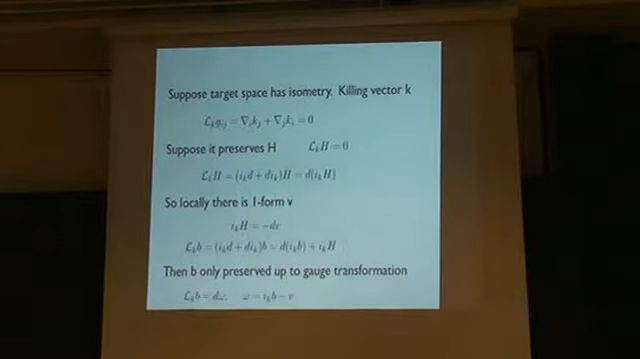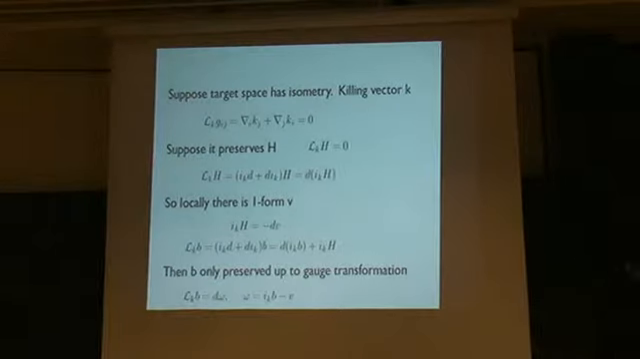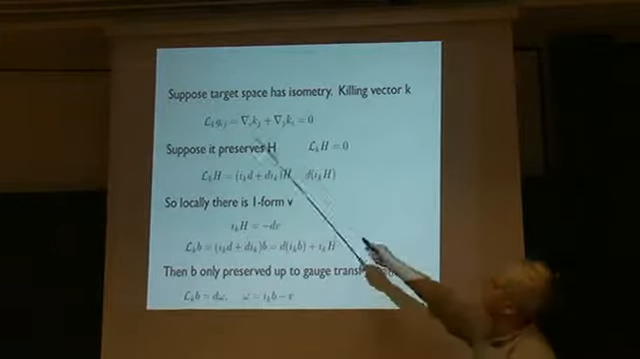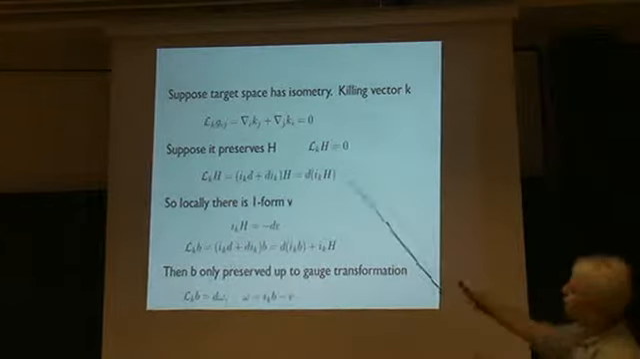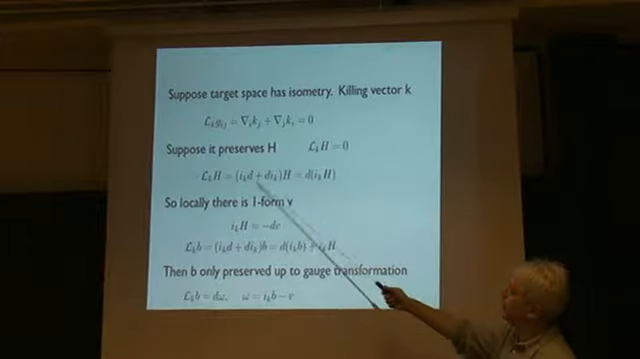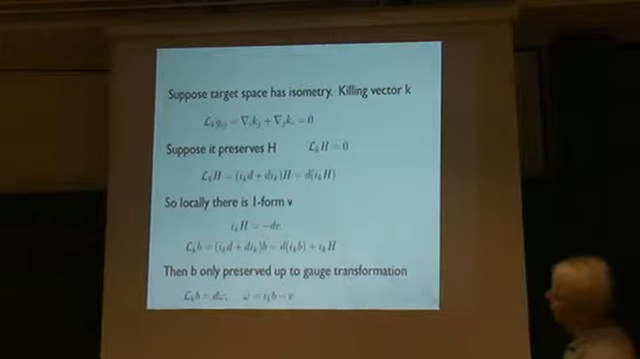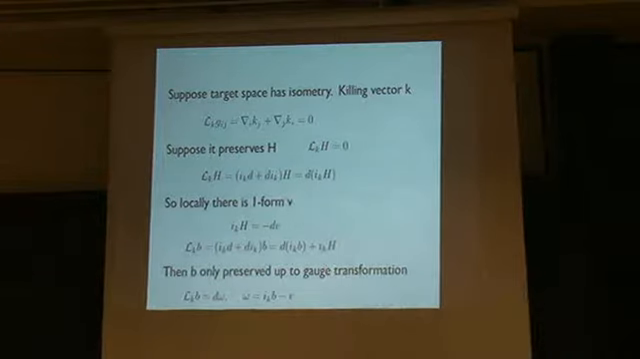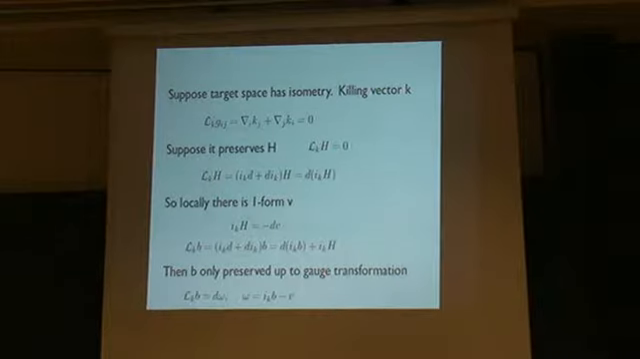So suppose the target space has an isometry, so there's a Killing vector k. This is a vector pointing in the direction of the isometry. Here I'm not choosing particular adapted coordinates yet. So the Lie derivative of the metric is 0, and we suppose it also preserves H. Now the Lie derivative on a form always has this form: it's i_k d plus d i_k. I learned at some of the seminars earlier this week that this is called Cartan's magic formula.